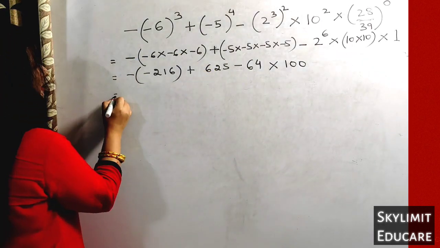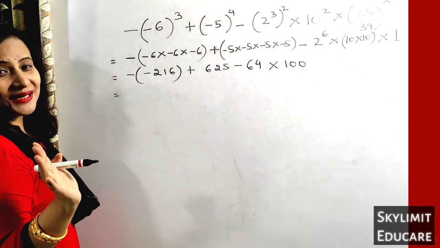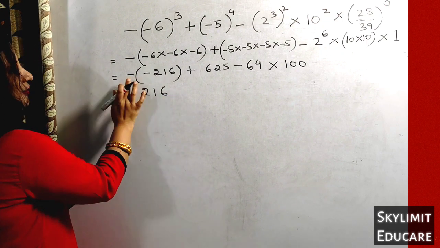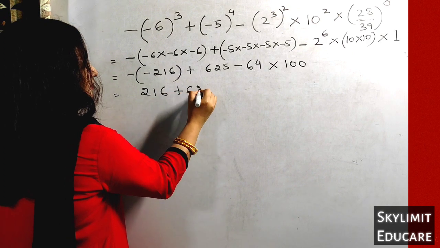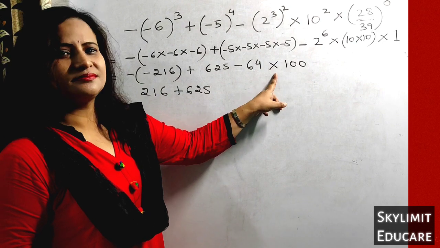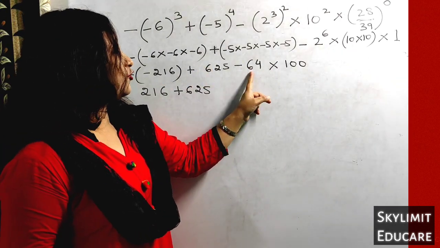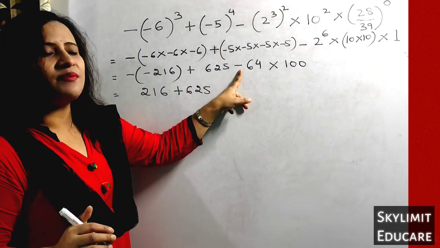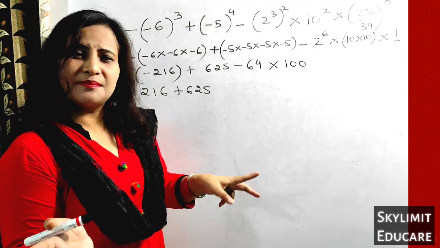Now, again integers here again you see. Minus multiplied by minus, plus, open the bracket. So you are getting here plus 216. Okay, always remember, okay, 625. BODMAS rule, first multiplication. BODMAS rule states first you have to multiply. So now 64 multiplied by 100 is how much? 6400. What is the sign of 64? Minus. What is the sign of 100? Plus. Minus into plus, minus only.